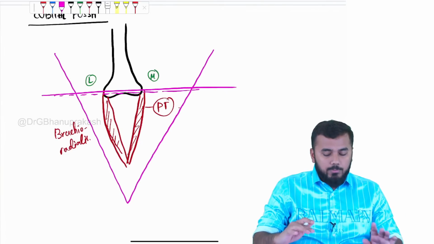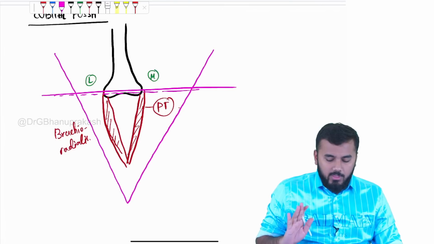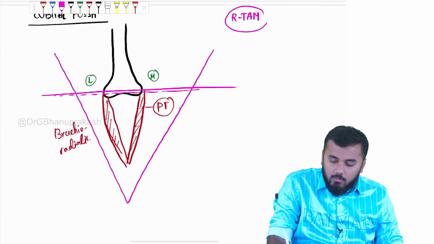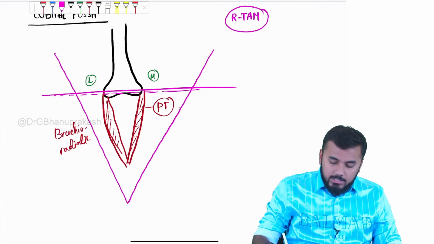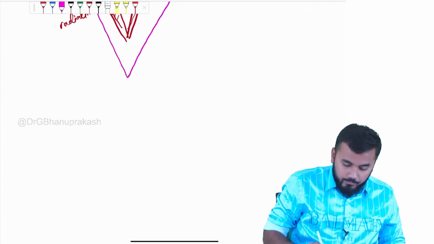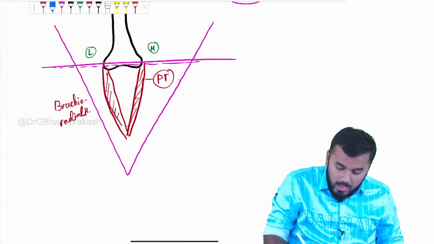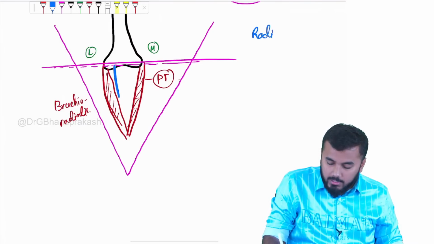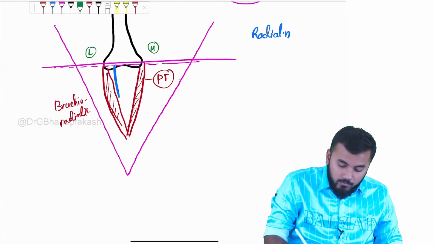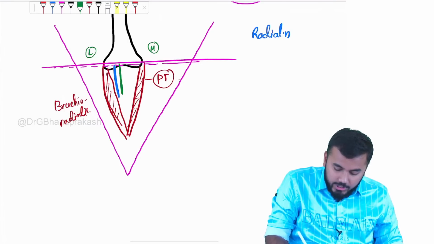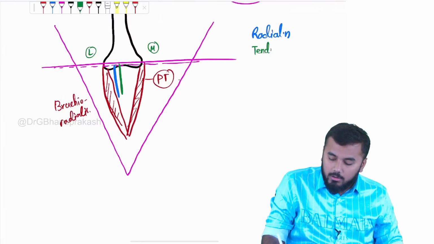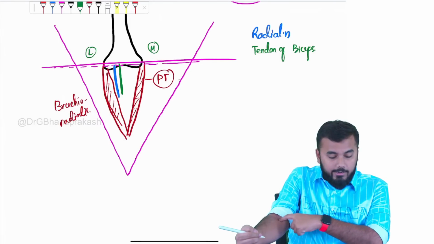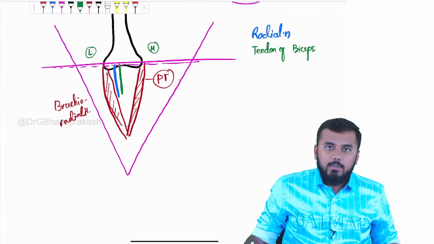I'm not writing the borders because by looking at the picture, you know the borders of the cubital fossa. What I'm writing is the contents. Contents are remembered by the name R-TAM. What is R-TAM consisting of? Look here. Laterally, we have this blue color nerve that is running. R stands for radial nerve. Next, in the center we have a green color line which I have drawn here. This is the tendon of biceps muscle. If you want, you can feel the tendon of biceps muscle here.